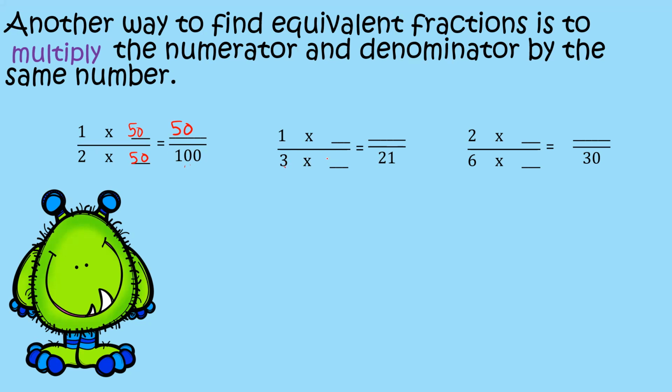So 3 times what is 21? 3 times 7, right? So 1 times 7 is 7. So 7 over 21, 7/21 is equivalent to 1/3. And then 6 times what is 30? 6 times 5, and 2 times 5 is 10.